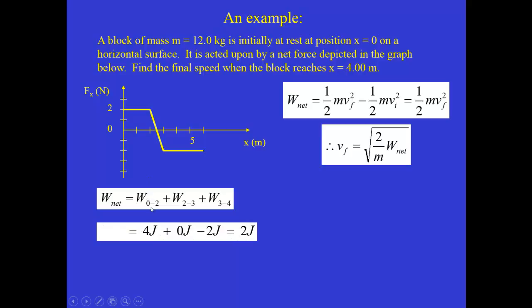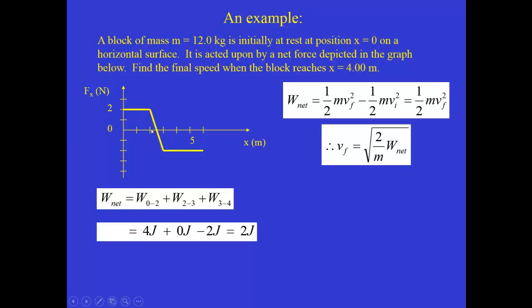The work done from 0 to 2 meters is just the force times the distance, so it's 2 newtons times 2 meters, or 4 joules. Now from 2 to 3, what we notice is that the force graph crosses the x-axis. It goes to 0 at x equals 2.5, and then it's symmetrical about that x value. So the work done between 2 and 2.5 is positive work.